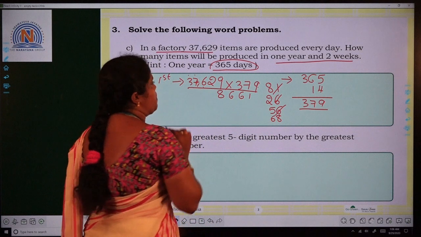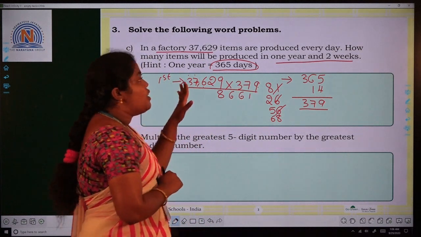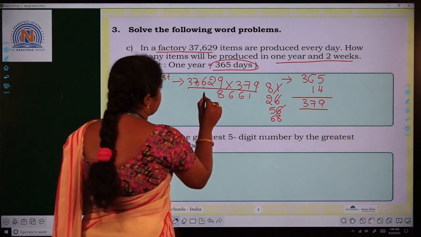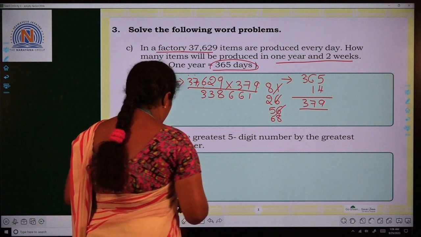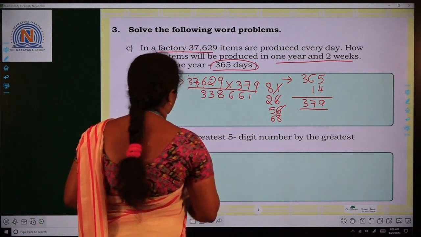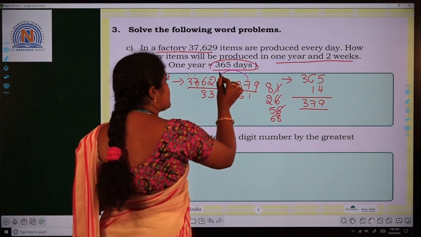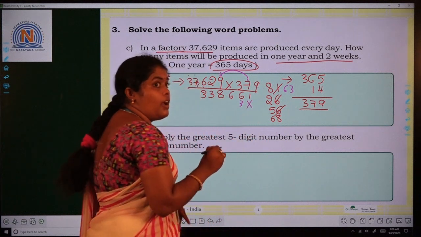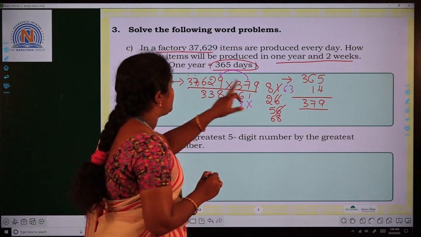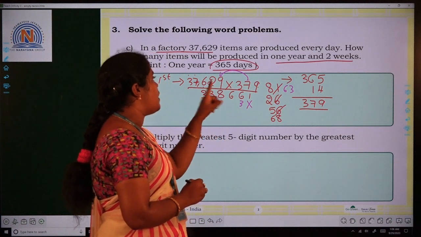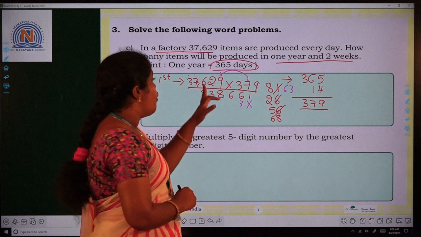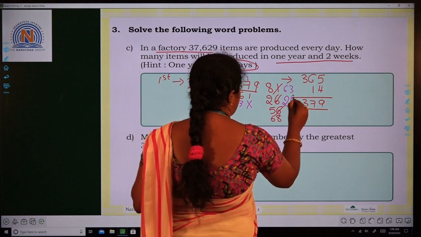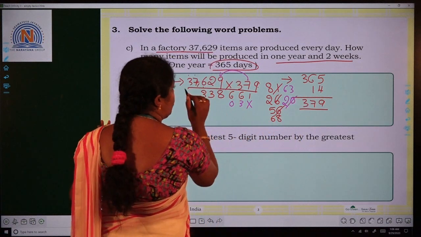Next 6 is carried to the next place. 9 threes, 27. Multiplication symbol, and 7 nines, 63. 3 we have to write down, 6 is carried to the next place. 7 twos, 14, and 14 plus 6, the answer is 20. 0 we write down, 2 is carried to the next place.